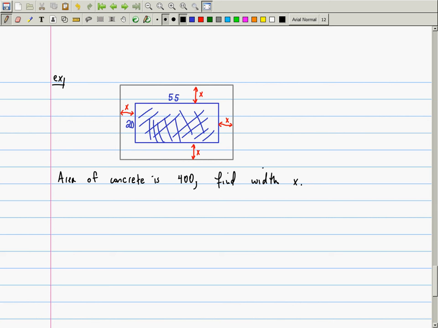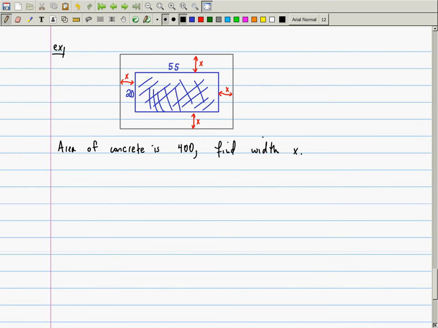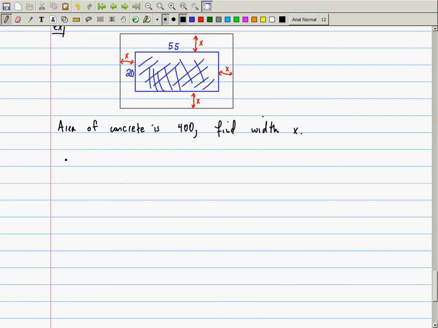So someone give me an idea. Okay, we need an equation. I agree, but now I need help, because there's lots of equations, right? So how should we go about doing this? Okay, let's find an equation for the area of the concrete.